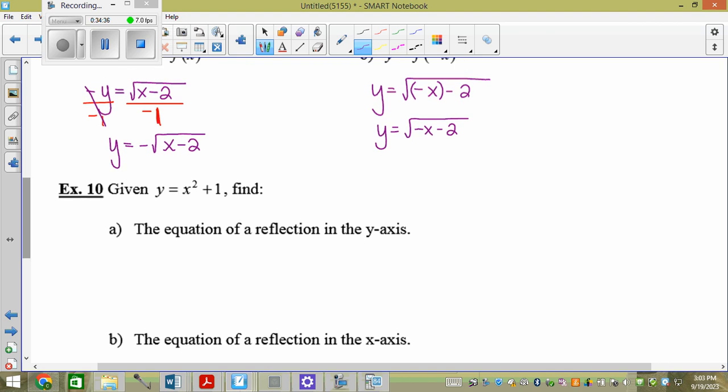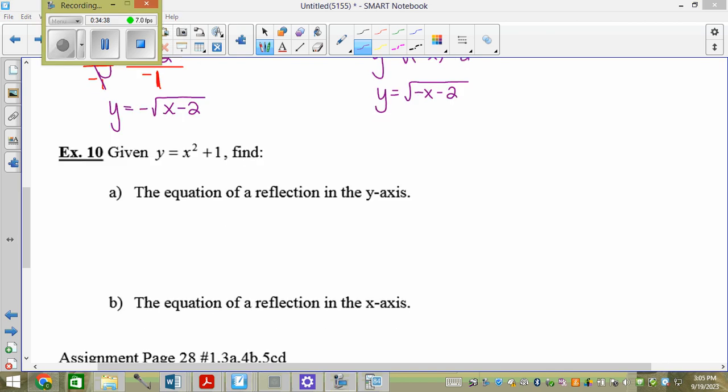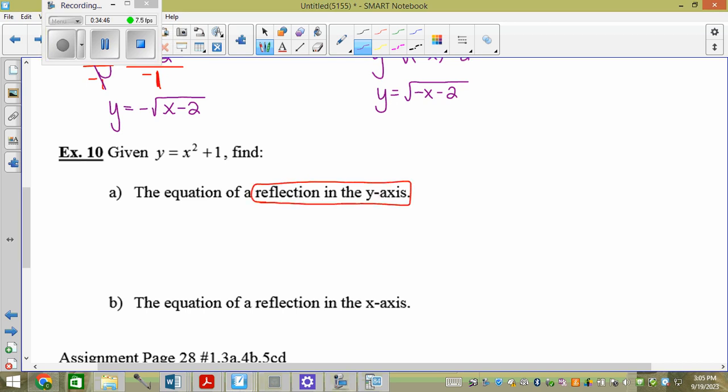You guys try example 10. So the equation of the reflection in the y-axis. So if it's in the y-axis, what does it affect? X. So I'm going to get y equals negative x squared plus 1, and I need to put it in brackets. So I actually get y equals x squared plus 1. Wait a tick, it's the same equation.